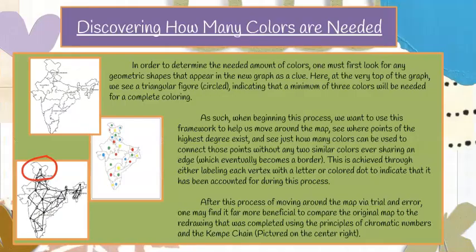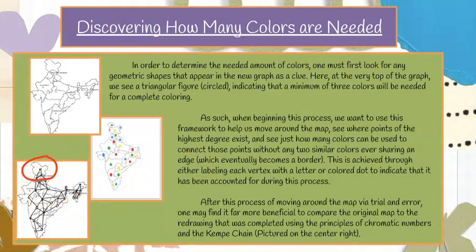Moving on to our next slide, we have discovering how many colors are needed. In order to determine a needed amount of colors, one must first look for any geometric shapes that appear in the new graph. So we can use these sort of as a clue. And at the very top of the map of India that we have here, we clearly have a triangle. This sort of triangular shape indicates that we're going to need 3 individual colors as we're having a geometric pattern. As you can see here, there's a triangle here and a triangle here. We just use this one as a sole example. But there are obviously others within this graph that showcase a triangular sort of relationship occurring here, and we're going to need 3 colors.